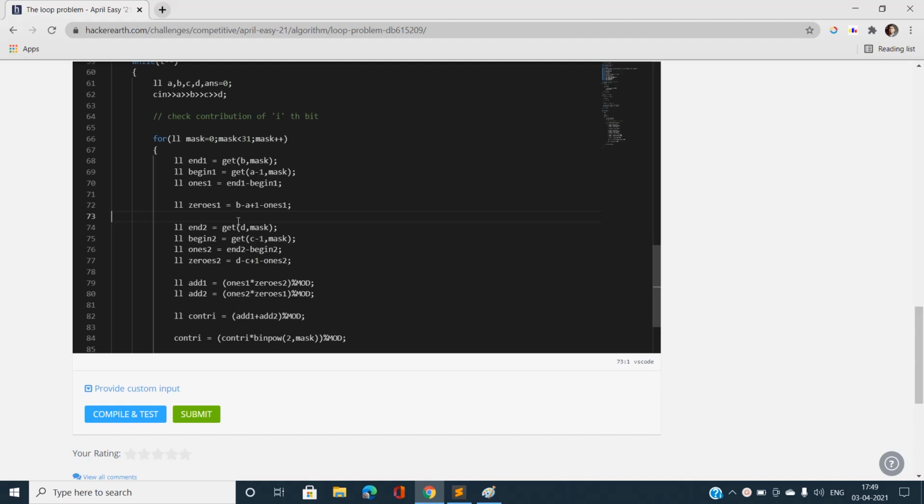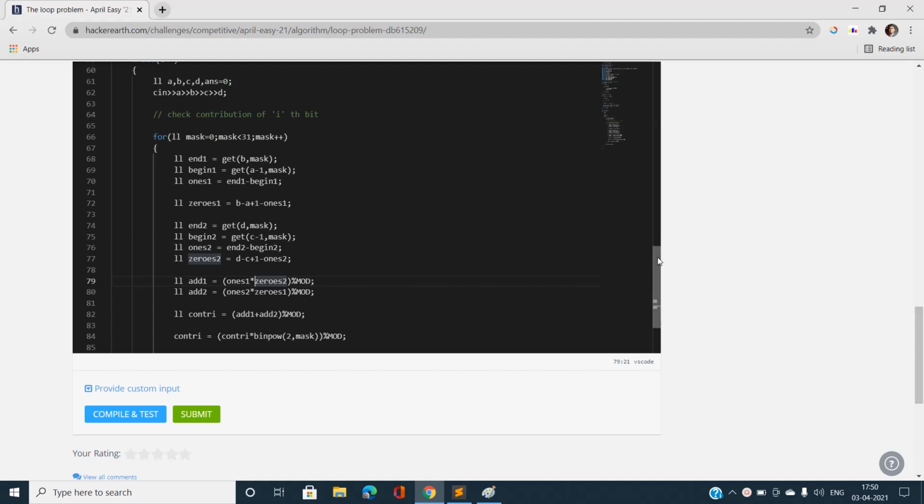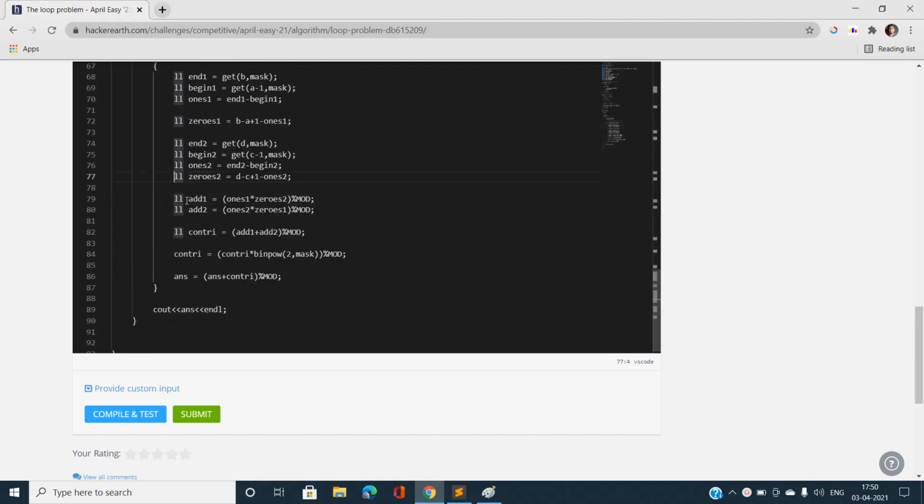Similarly do begin 2, end 2 and ones 2. Now what is the contribution? The first contribution is ones 1 into zeros 2, as I've already said, and the second contribution is ones 2 into zeros 1. And what is the overall contribution? Add those two contributions. What is the value that is going to be contributed in the ith set bit position? It would be simply the contribution into 2 power I. Just add this contribution for every I from I equal to 0 to I less than 31.